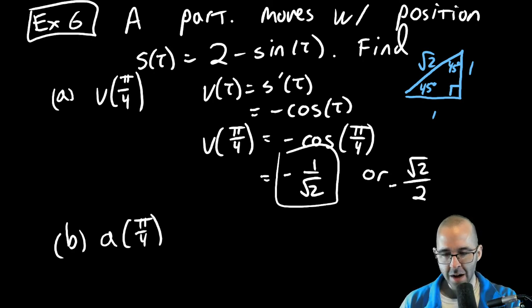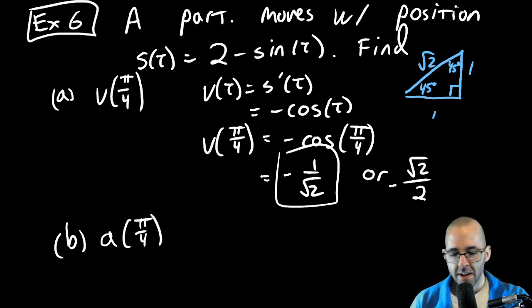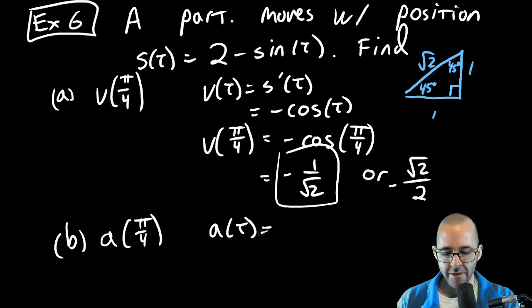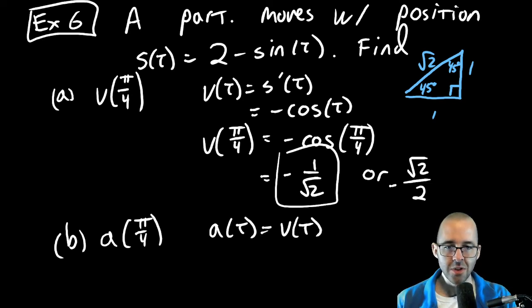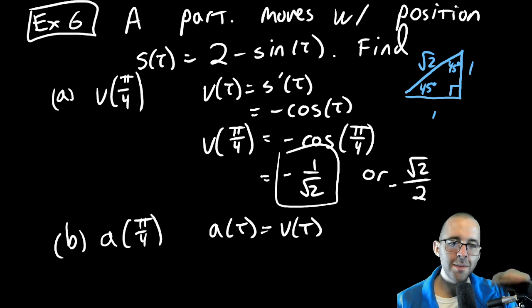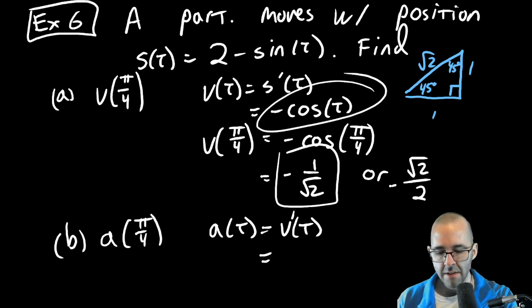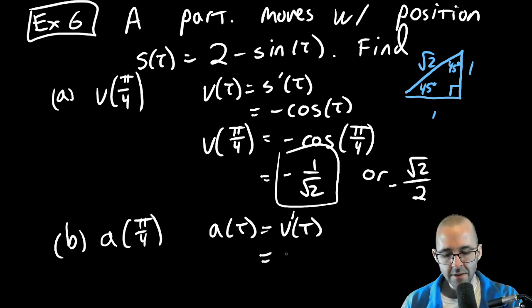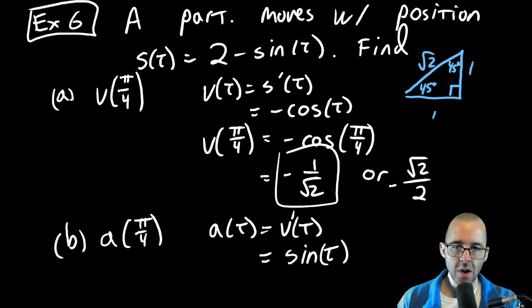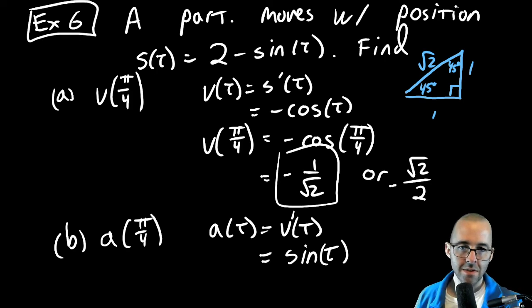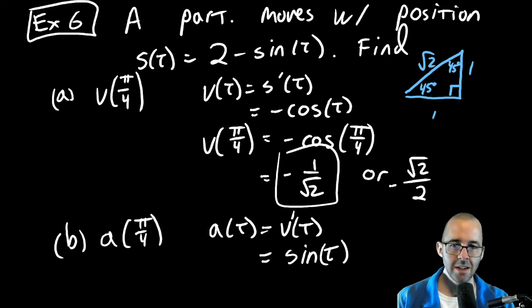Find the acceleration after pi over 4 units of time. Well, again, acceleration is just the derivative of the velocity. Acceleration is just how your speed, velocity is changing. Speed is not technically the same as velocity. Speed is the absolute value of velocity. Speed doesn't have direction. So a of t is just v prime. So let's just take the derivative of that velocity equation. Derivative of negative cosine is positive sine, because derivative of cosine is negative sine, so we have two negatives. Now we're at positive sine of t.